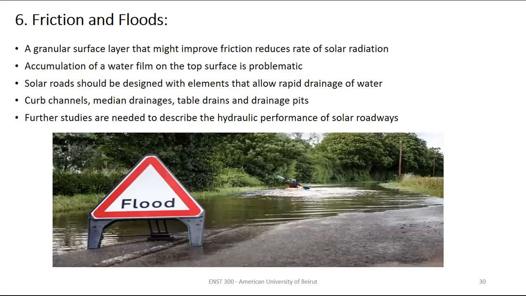The last barrier is the friction and the floods. To solve the problem of friction, there should be a granular surface layer applied. But this will reduce the rate of solar radiation a lot. Apart from friction, there is also the matter of flash floods, which happens when the water film accumulates on the top surface layer, which is very problematic.